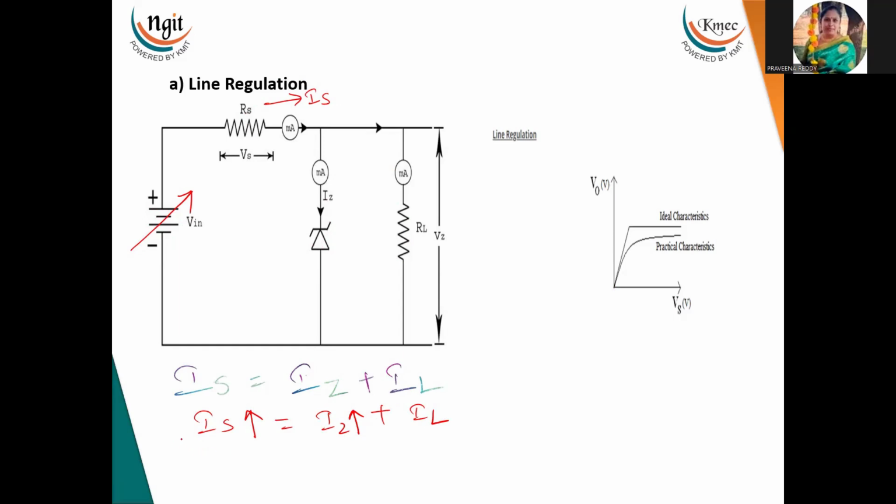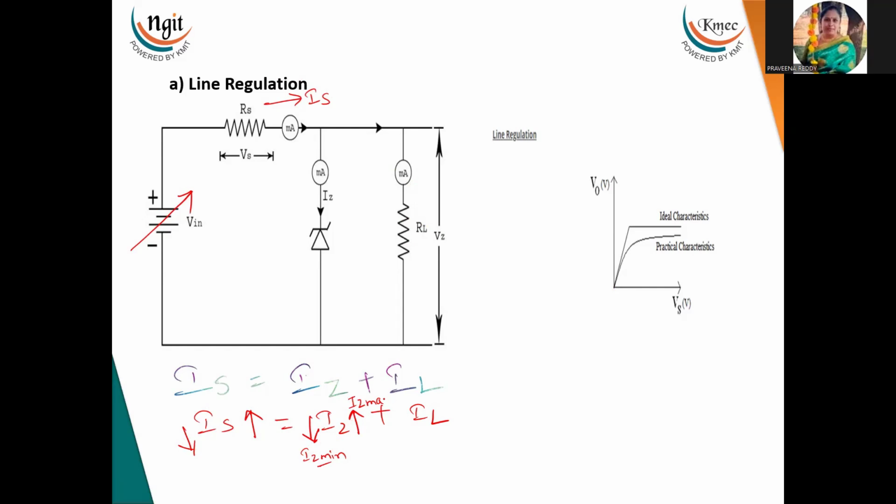Now if the IS is reduced, IL is constant over here, since the load is fixed and a fixed current flows through the load. If the input current is reduced, the current flowing through the Zener reduces. When the current is reducing, it should not go below IZ minimum, and when the Zener current is increasing, it should not go beyond IZ maximum.